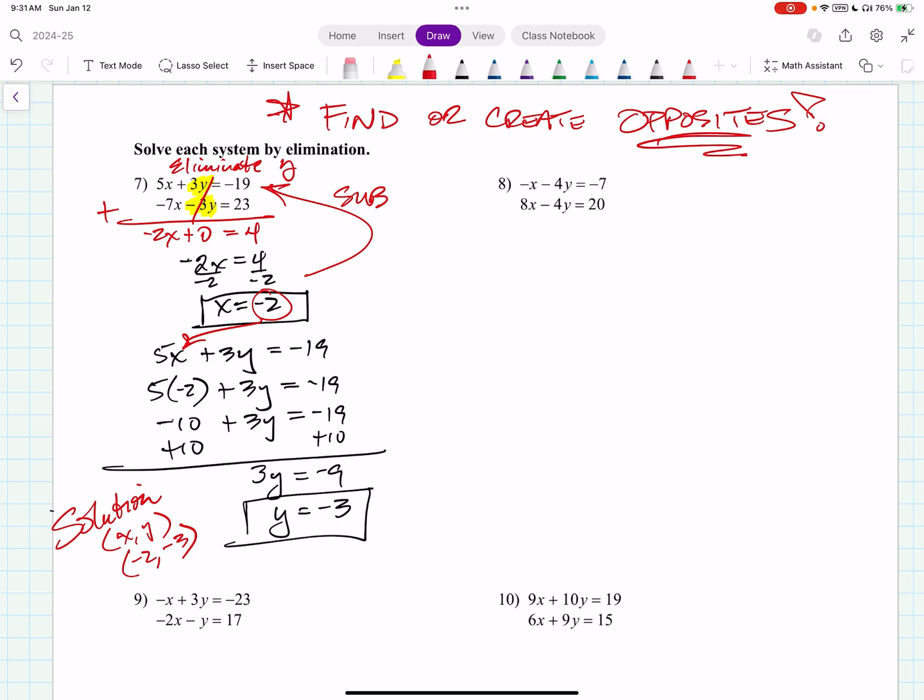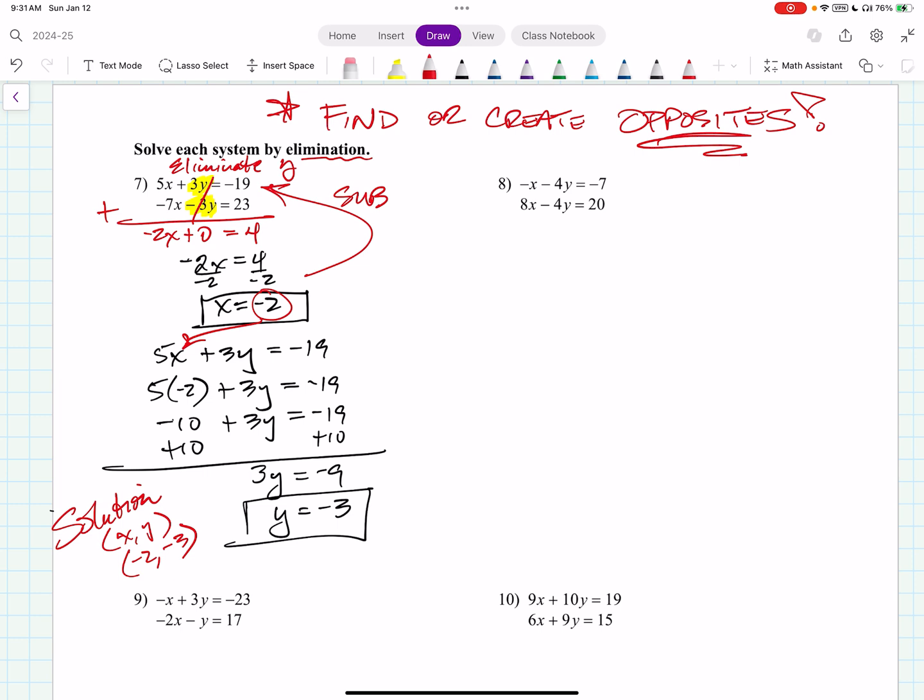Okay, so we call this the elimination method because when you add the equations and you find or create opposites here, you eliminate a variable and then you find the other variable. That's where the name elimination comes from. Okay, now if you don't have opposites, which sometimes you don't have opposites, you got to create them. That's why I say find or create, because number 7, it's fairly straightforward. They give you opposites, but sometimes, like in number 8, you don't have opposites. So if you want to eliminate the x's, for example, so let's take a look at that.